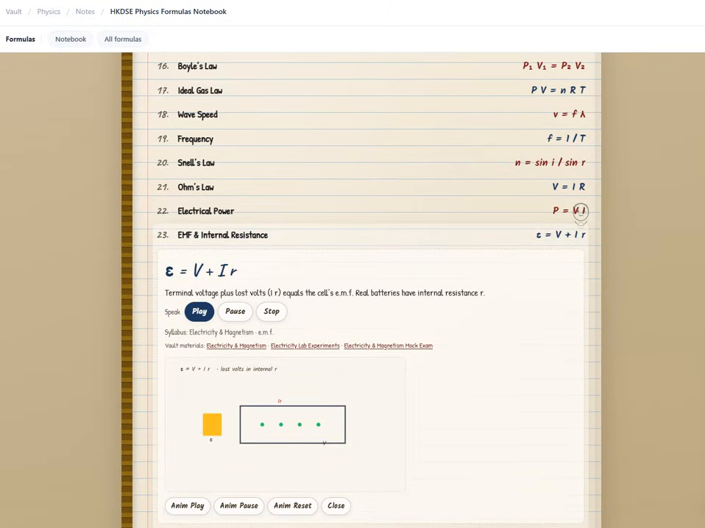EMF and internal resistance. Epsilon equals V plus Ir. Terminal voltage plus lost volts, Ir, equals the cell's EMF. Real batteries have internal resistance r. Real cells lose volts across internal resistance.